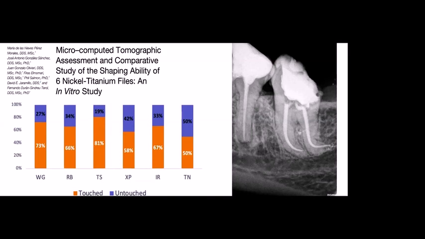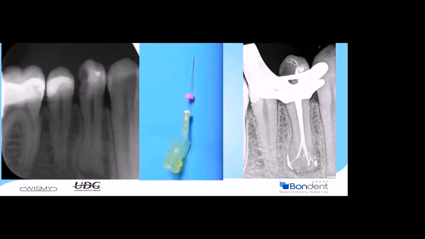But it's very important to keep in mind that even using the best systems in the world, we are not going to touch all the walls of the root canal. Here we can see a study that we performed, and no system touches all the walls of the root canal during instrumentation. So, for this reason, irrigation is very important. With the files, we are going to shape the root canal in order for the irrigant to reach the different parts of the root canal system.